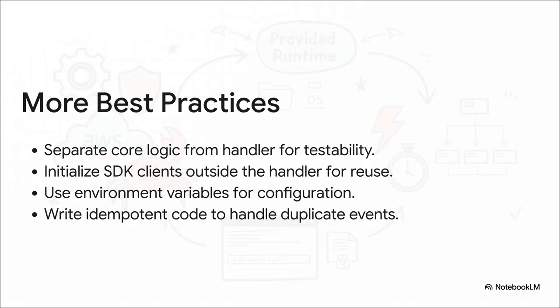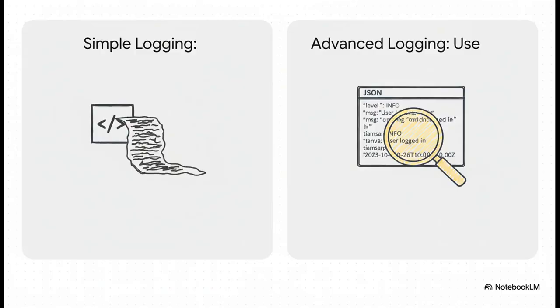And here are a few more rapid-fire tips. Try to keep your core business logic separate from the Lambda handler itself. It makes unit testing a million times easier. Always initialize your SDK clients outside the handler. That way they get reused across invocations, which is a big performance boost. Use environment variables for things like bucket names, and always write idempotent code so you can safely handle duplicate events without messing things up.